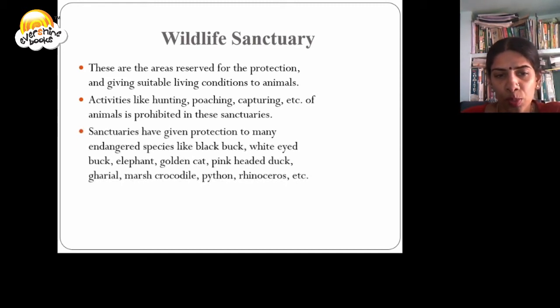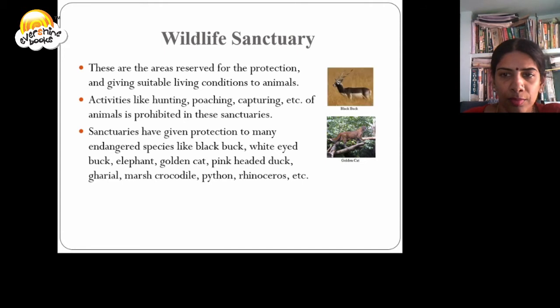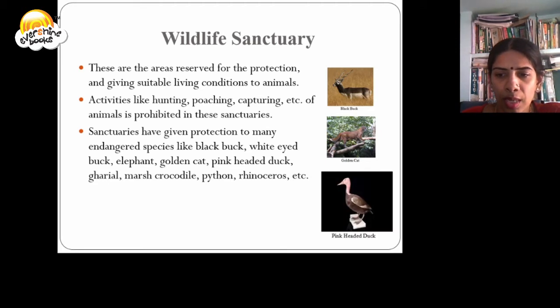Sanctuaries give protection to many endangered species like black buck, white-eyed buck, elephant, golden cat, pink-headed duck, gharial, marsh crocodile, python, rhinoceros, etc. The one which you are seeing in the picture is a golden cat. This is the black buck. This is the pink-headed duck. These are all endangered species.